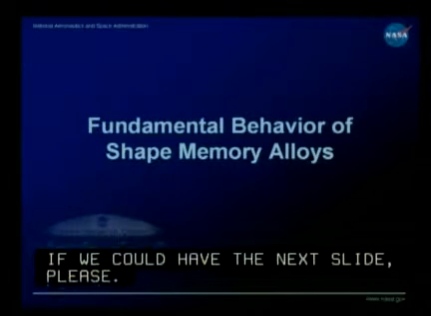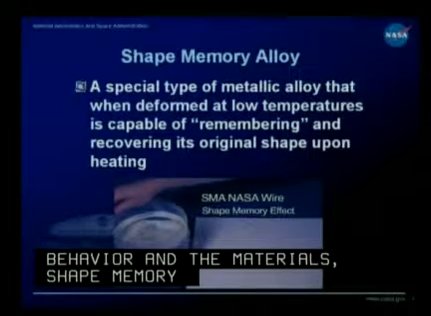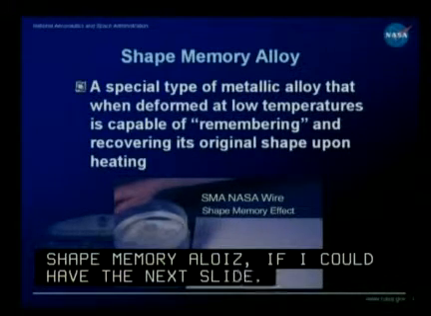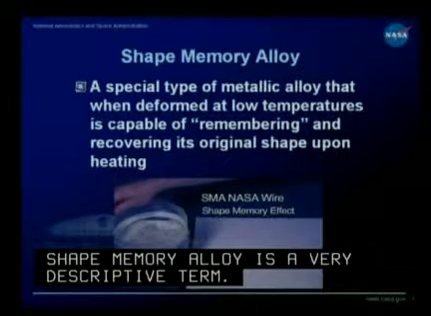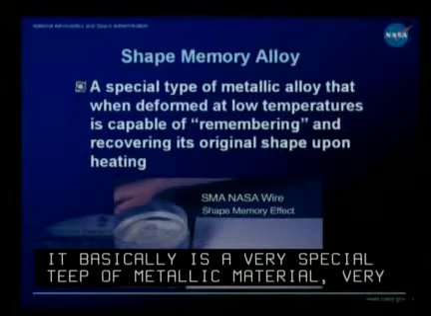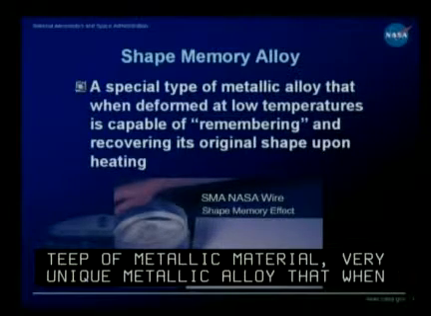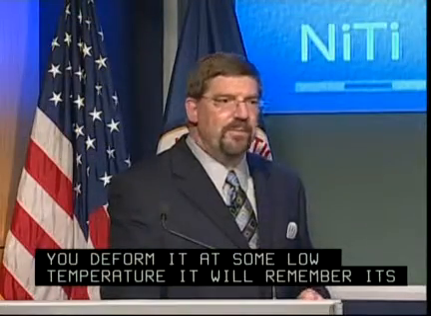Starting with the fundamental behavior of the materials, shape memory alloys, if I could have the next slide. Shape memory alloy is a very descriptive term. Basically, it's a very special type of metallic material, a very unique metallic alloy, that when you deform it at some low temperature, it'll remember its original shape before you deformed it, and then it'll actually recover that shape when you heat it up.